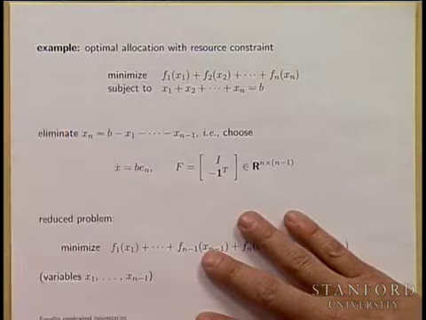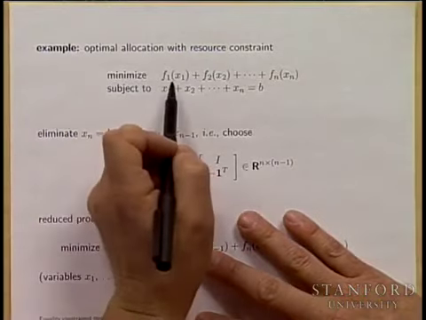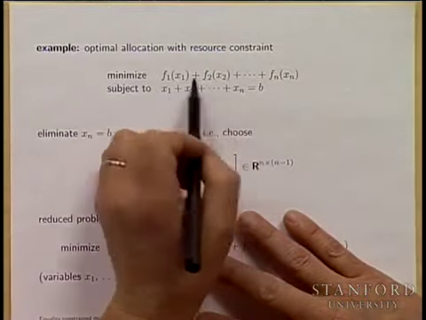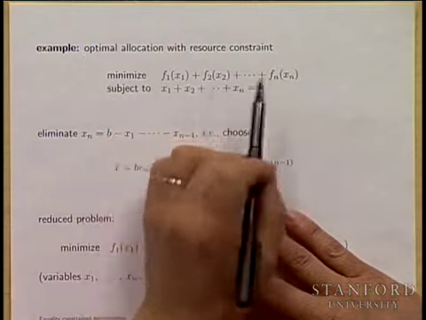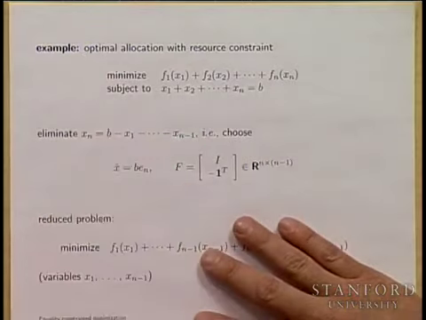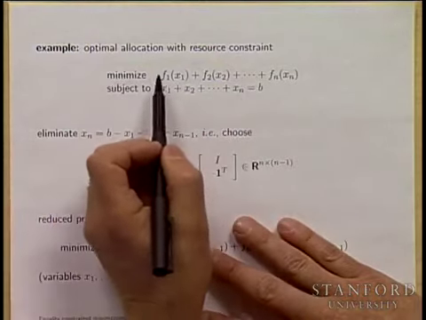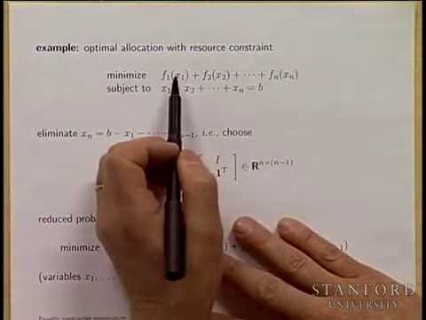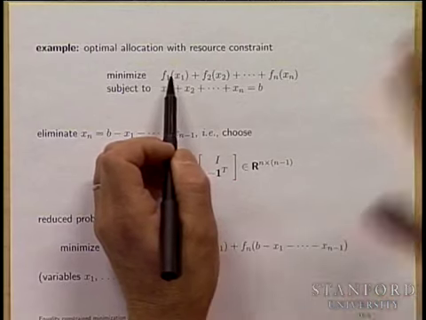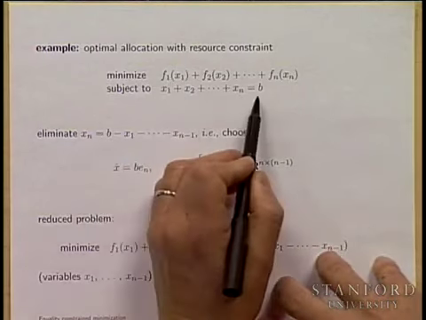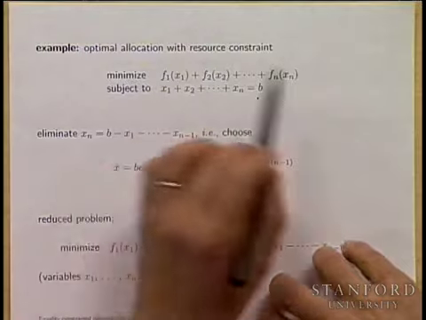But the costs are separate. So I want to minimize f1 of x1 plus f2 of x2 and so on. Each person has a different cost function. Some care about getting a lot, some care less or whatever. And I want an allocation that minimizes the total irritation or cost across the population while respecting my resource constraint. So that's this problem here.